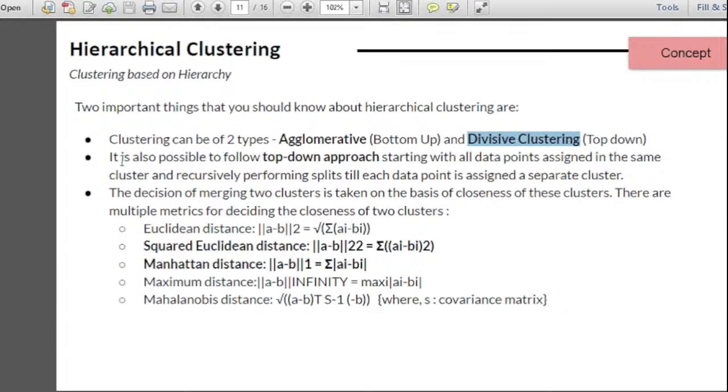It is also possible to follow a top-down approach, starting with all data points assigned to the same cluster and recursively performing splits till each data point is assigned to a separate cluster. Is divisive clustering also clear? What do you do in divisive clustering?